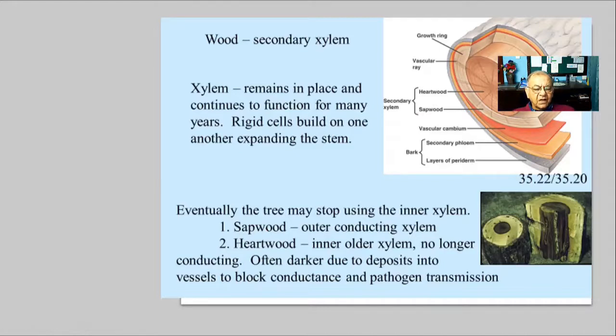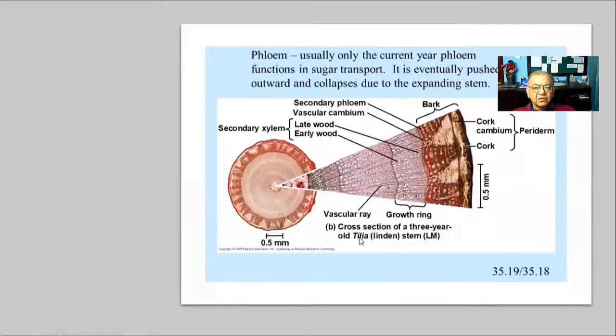Sapwood is the outer wood. It is pale yellow in color, and it is functional. The heartwood is the inner wood, and it is darker in color, and it becomes non-functional, non-conducting because of the deposit of a number of substances. So sapwood and heartwood are the two terms you have to learn.